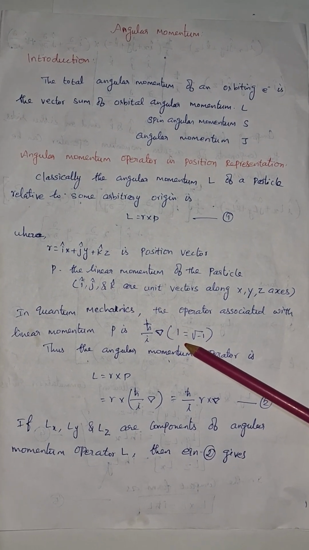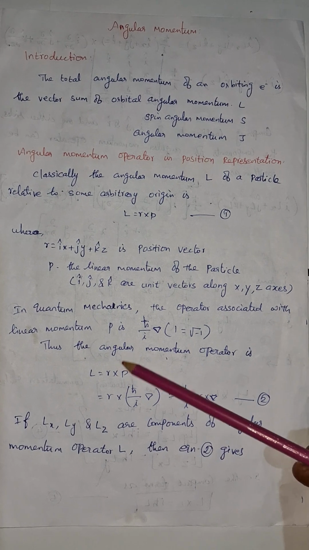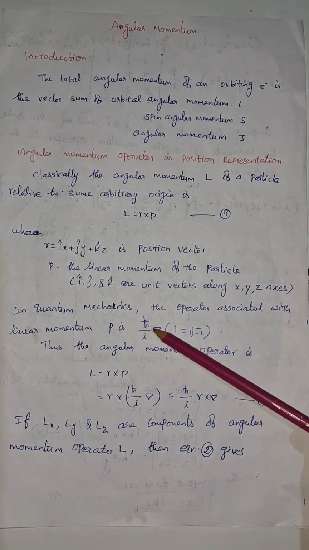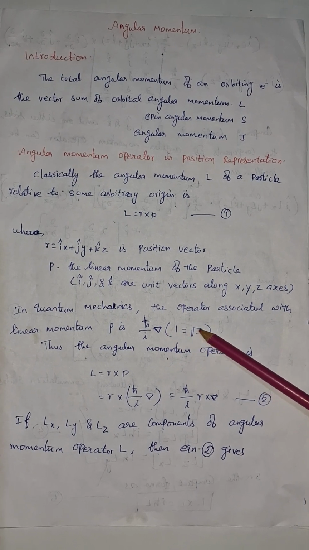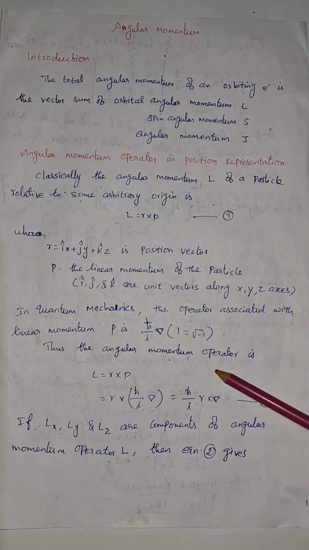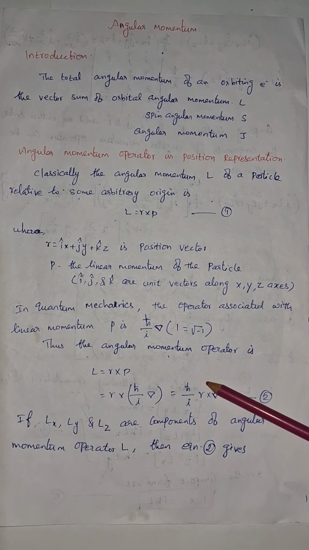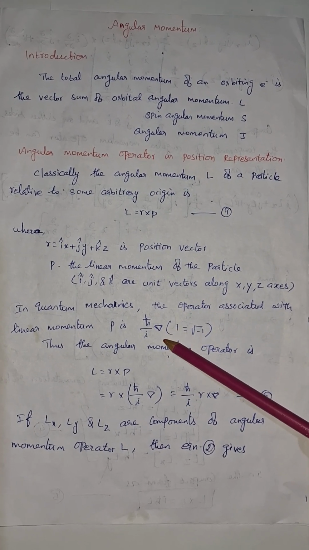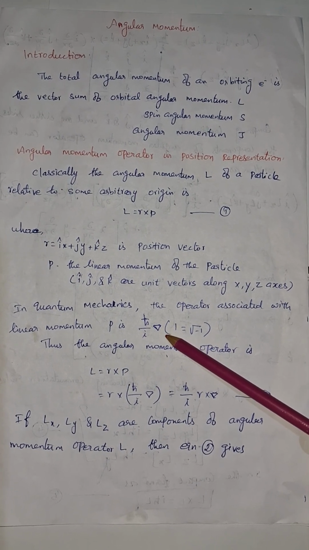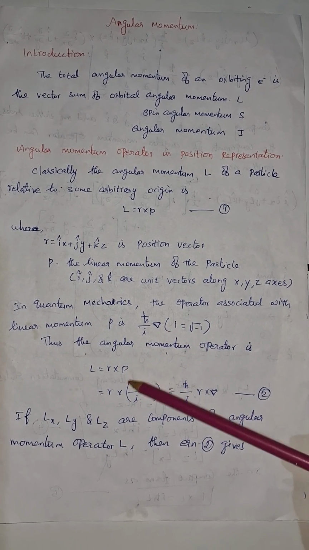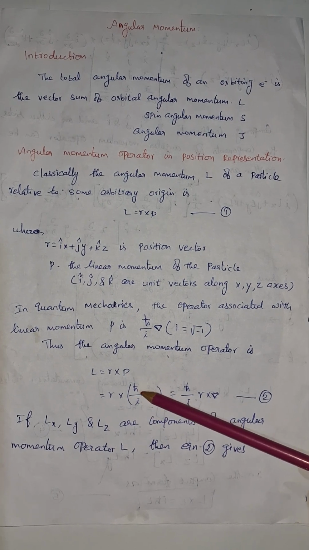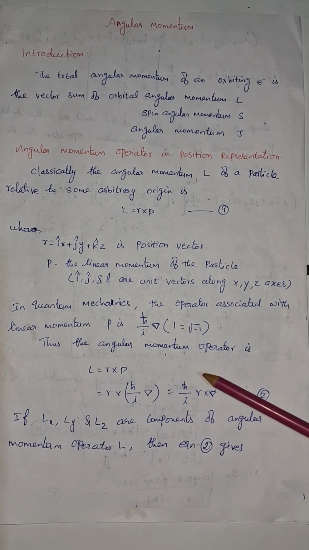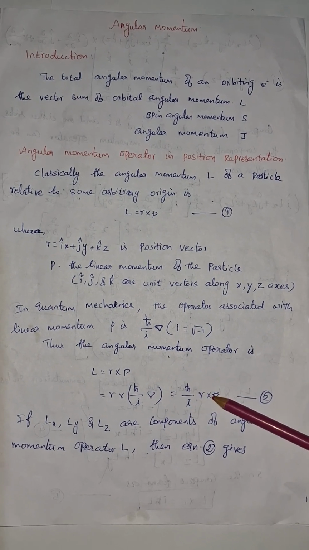Similarly, in quantum mechanics, the operator associated with the linear momentum can be represented by P is h cross by i into del. Here i equals square root of minus 1. Then the angular momentum can be written as L equivalent to r cross P. We know the momentum operator is h cross by i into del, so substitute this value in this equation instead of P. So r cross h cross by i into del. This equation can be rewritten as h cross by i into r cross del.